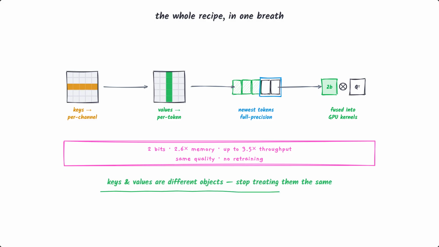The deeper lesson: keys and values are structurally different objects, and it pays to stop treating them the same. That's my read. Tell me yours.